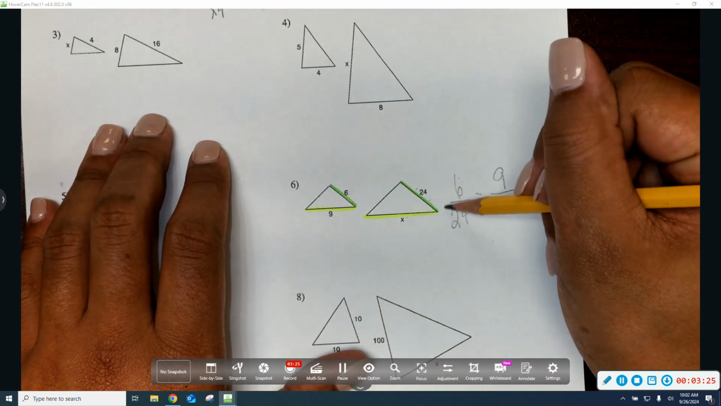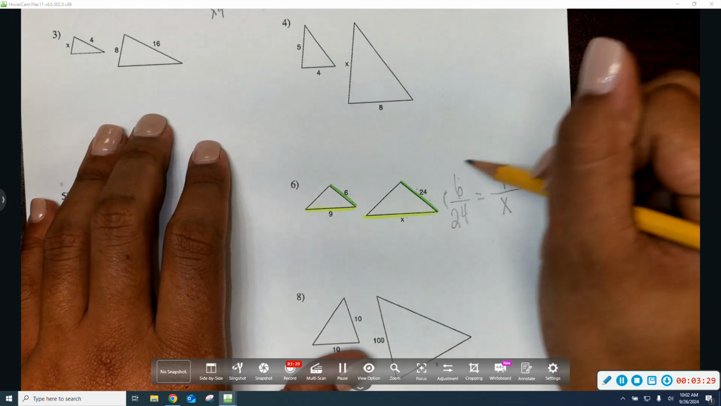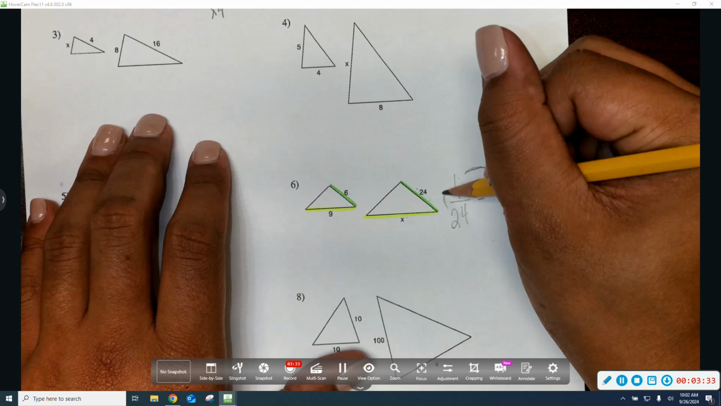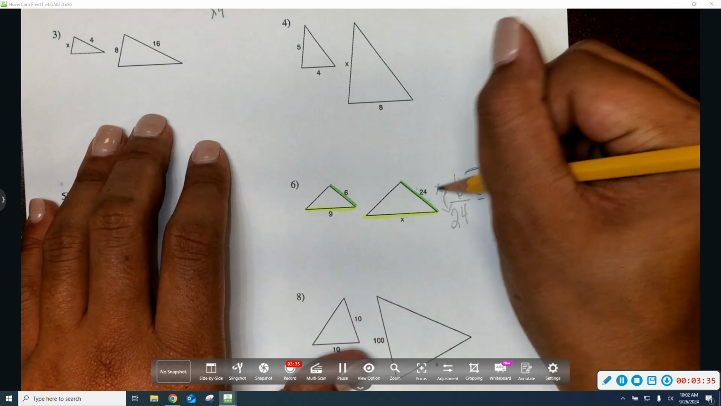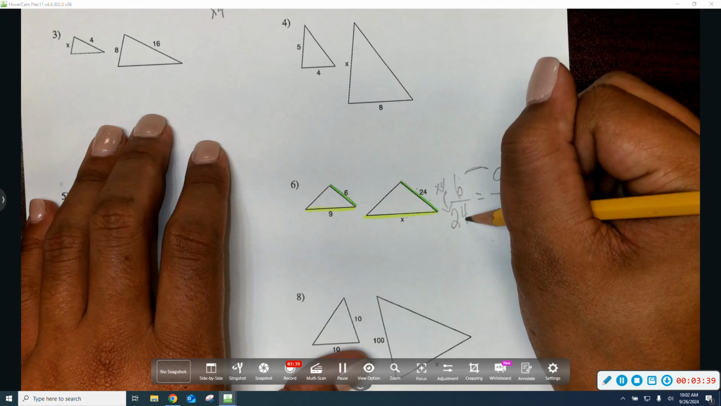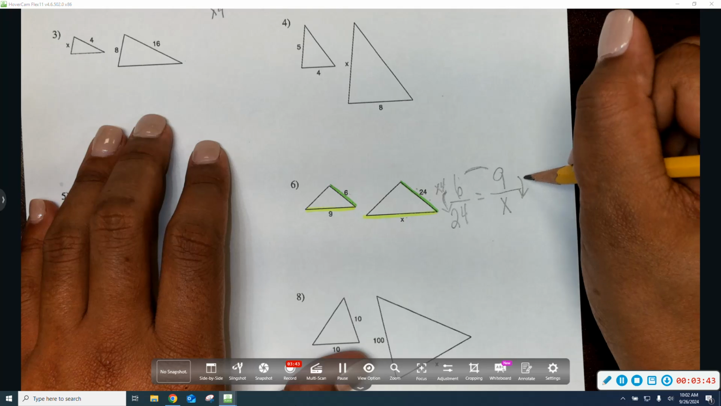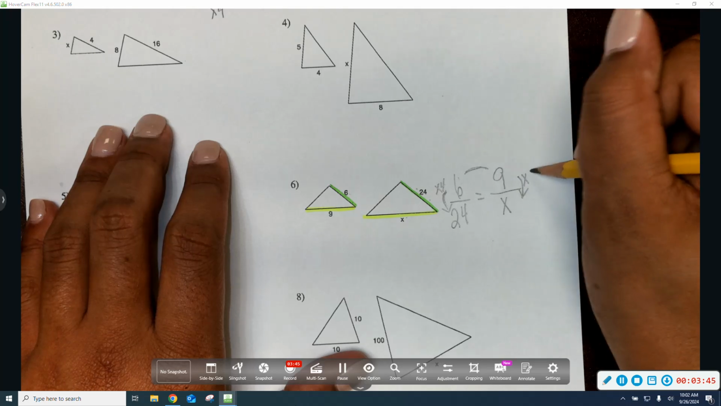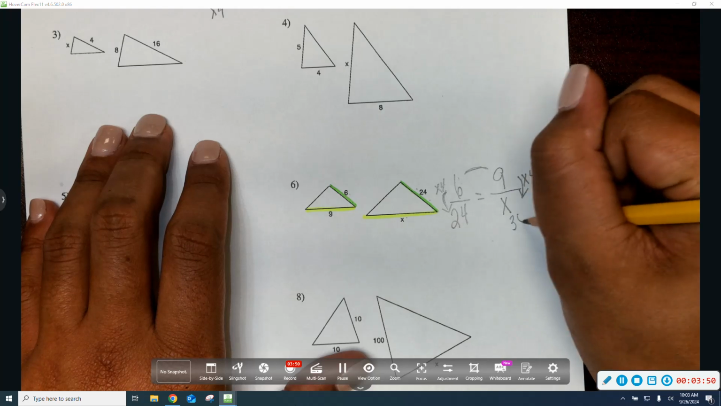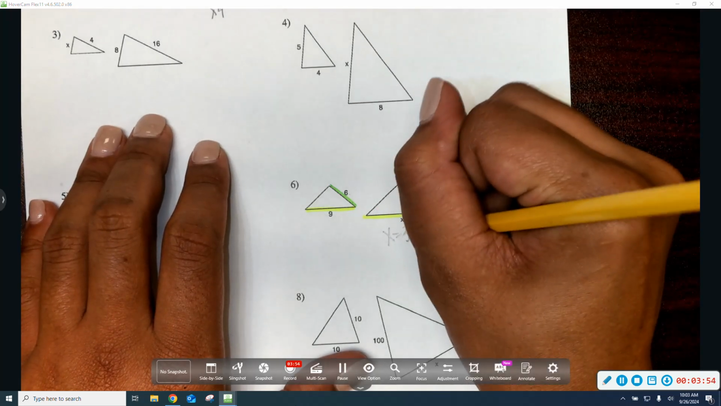I'm going to see, do I have a clean number going up and down on my fraction or left to right? I see that if I multiply 4 to 6, that will give me 24. So whatever I do here, I'm doing the same thing over here to 9. 9 times 4 is 36. So X equals 36.